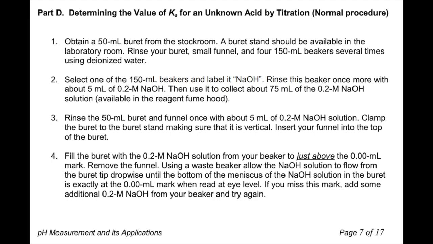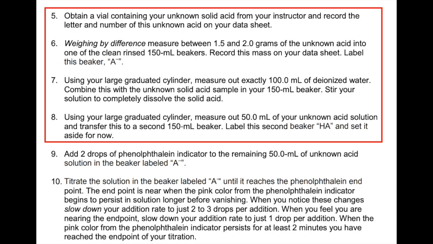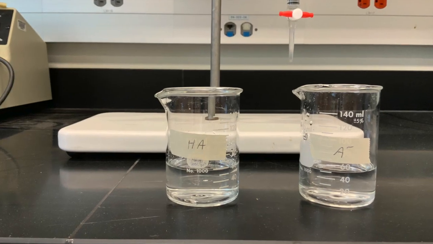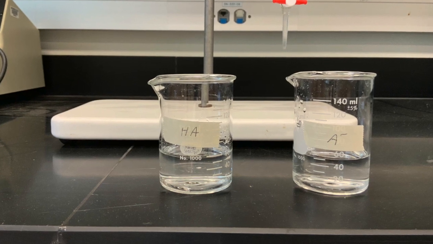In Part D, we are making a buffer using an unknown acid and its conjugate base to help us determine the Ka of the unknown acid. Although not shown here, we started by weighing about 2 grams of the solid acid and dissolving it in deionized water to 100 milliliters. The acid solution is then split into 2 50 milliliter aliquots placed in 2 separate beakers as shown here. One of the beakers is labeled HA for the acid and the other is labeled A-.